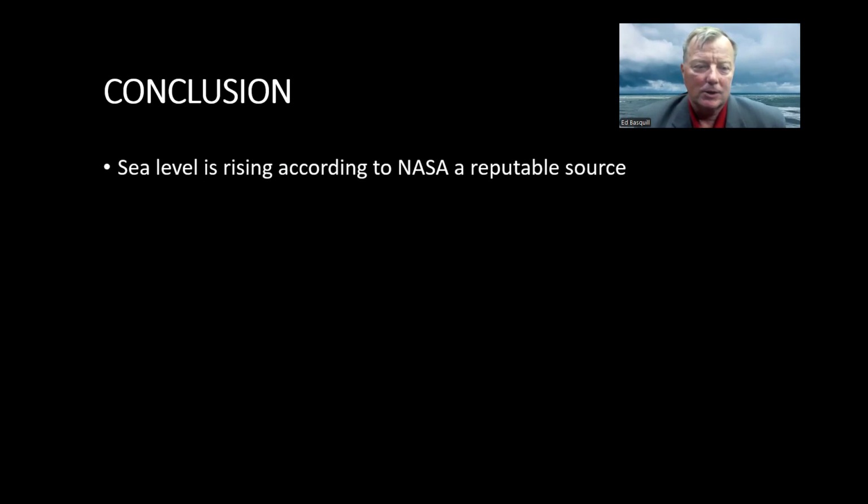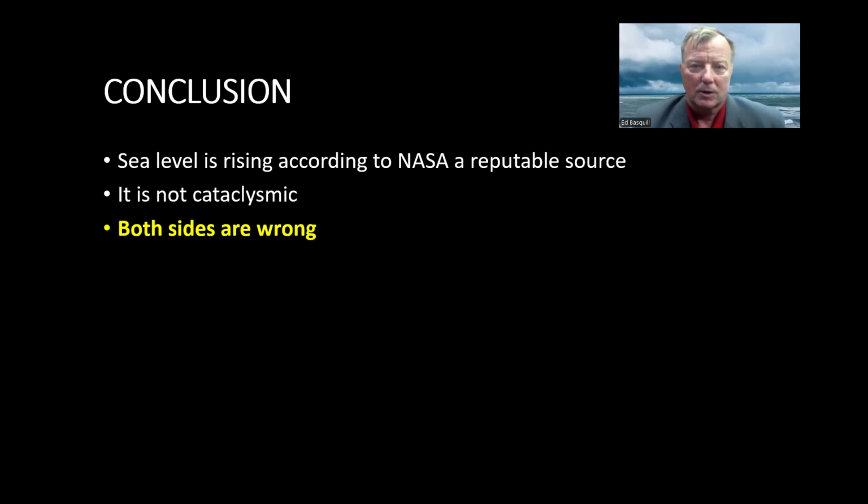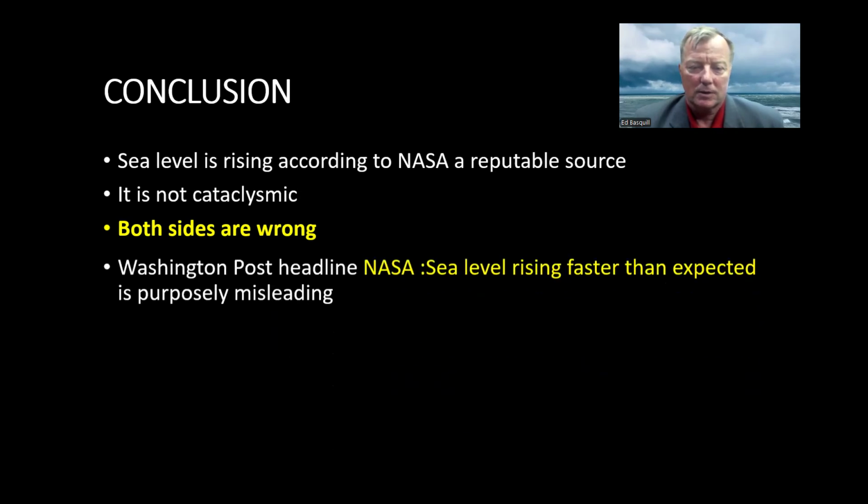So my conclusion is sea level is rising according to NASA, a reputable source. I can't dispute the 3.5 inches unless I have my own analysis or data, which I don't at the moment. It's not cataclysmic. It's 3.5 inches. Both sides are wrong. You can't really prove it's not rising with the pictures. And the hype about it being cataclysmic?